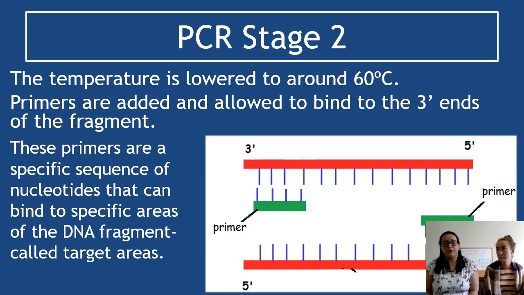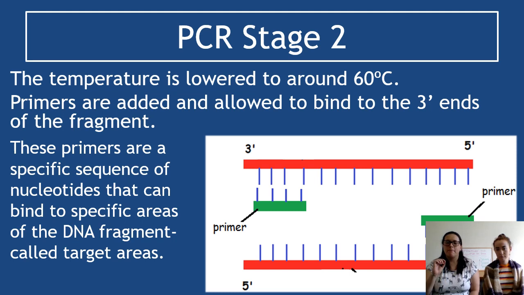Stage 2, the temperature drops. This is to allow the primers to bind. If the temperature was still high at 95, hydrogen bonds couldn't form, so the primers would not stay put. So you drop the temperature to around 60 degrees Celsius. That temperature again is an important one that you should know. Primers are added and they're allowed to bind to the 3' ends of the fragment.